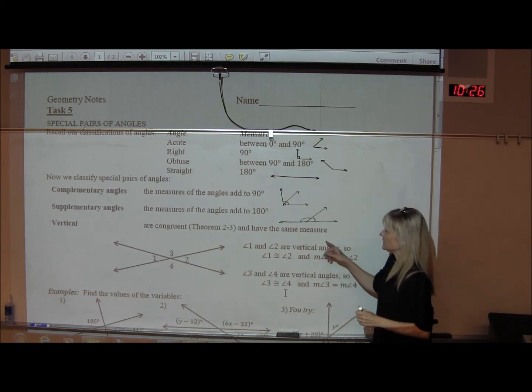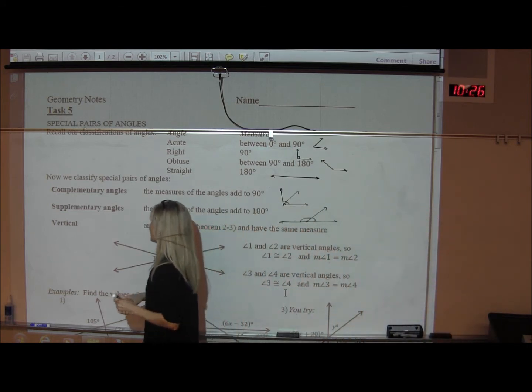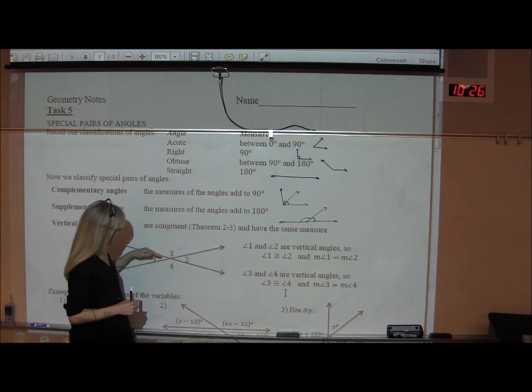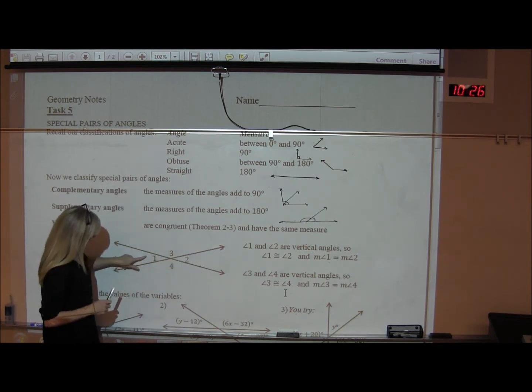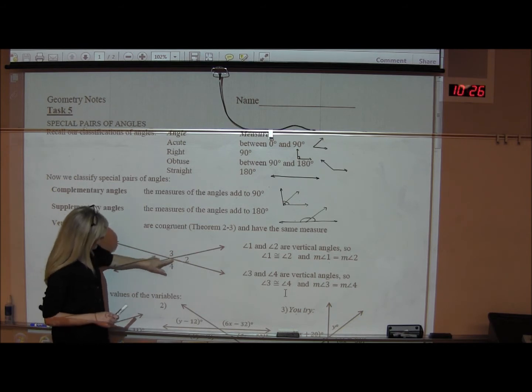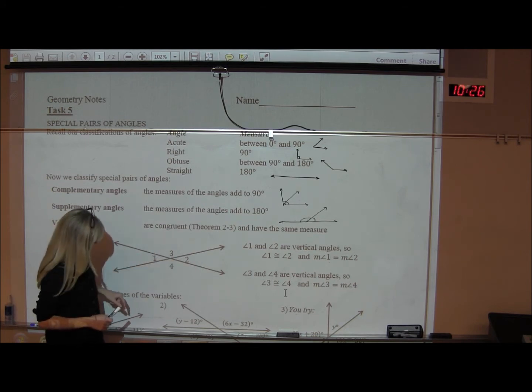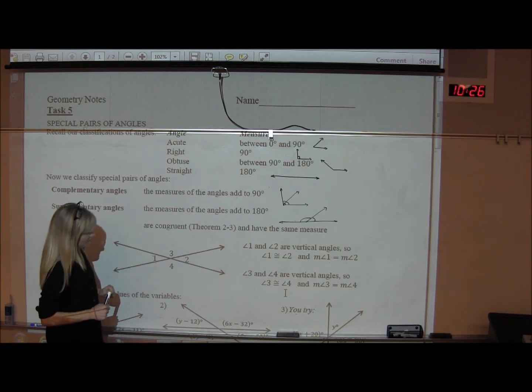Okay, vertical angles. If you have two straight lines that intersect, the angles that are on opposite sides of the intersection are called vertical angles. So 1 and 2 are vertical angles, 3 and 4 are vertical angles. They're congruent, which means they have the same measure.